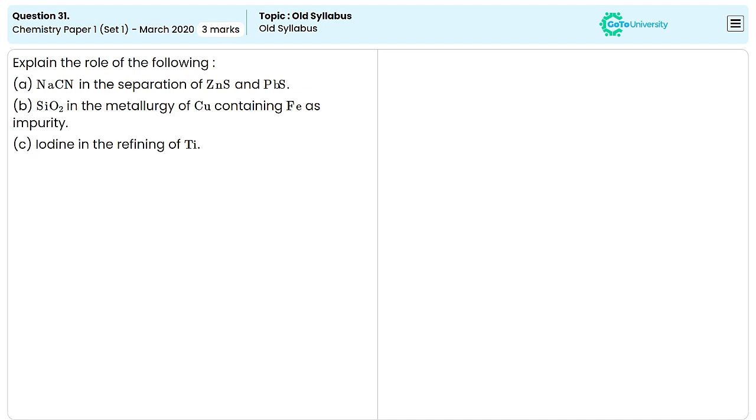In this question, we have to explain the role of the given compounds in the following processes. In the first one, it is given that sodium cyanide is used in the separation of zinc sulfide and lead sulfide. In the separation of zinc sulfide and lead sulfide, sodium cyanide is used as a selective depressant.